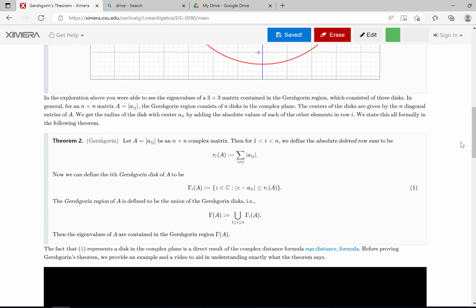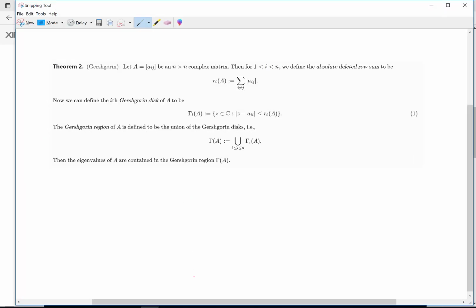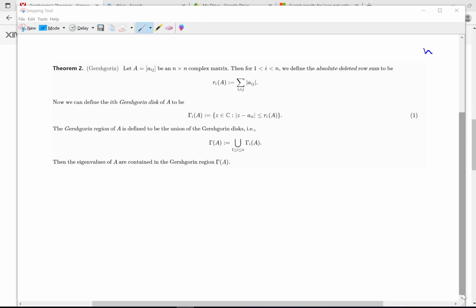So we're going to begin by helping you understand the statement of Gershgorin's theorem. The conclusion of the theorem is that the eigenvalues of A are contained in the Gershgorin region gamma of A. That's a capital gamma, which is the Greek G. And it's defined in the equation right above it.